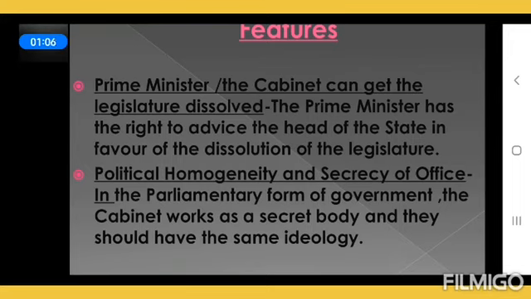Furthermore, in the parliamentary form of government, students, the cabinet works as a secret body. I've already told you that the cabinet is a really powerful part of the real executive. They hold the important portfolios, and they are the ones who formulate all the policies of the state. This cabinet mostly consists of how many ministers? 15 or 20 ministers, but they play a very, very important role, and they are very close to the prime minister.